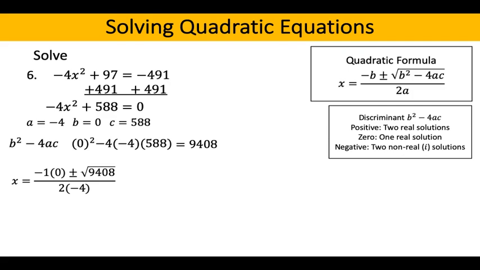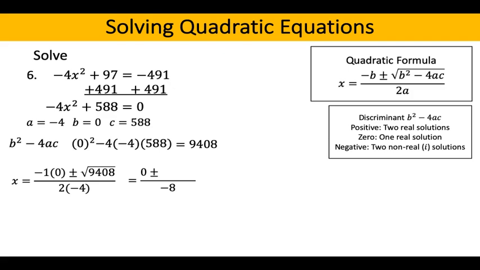We have negative 1 times 0 plus or minus the square root of our discriminant, so that 9,408, all over 2 times negative 4. Let's simplify each part. So we get 0 plus or minus, we will simplify our radical, all over negative 8.